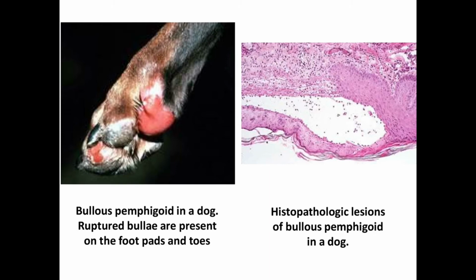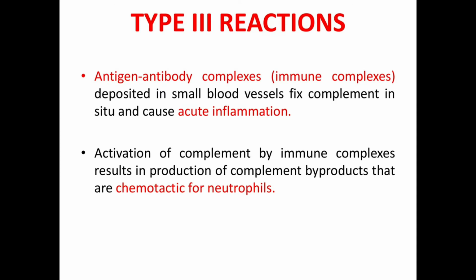And this is another picture. We can see bullous pemphigoid in a dog. Ruptured bullae are present on the foot pads and toes, and the right one shows the histopathologic lesion of the bullous pemphigoid in a dog. So this is type 2 hypersensitivity mediated by the classical complement pathway.